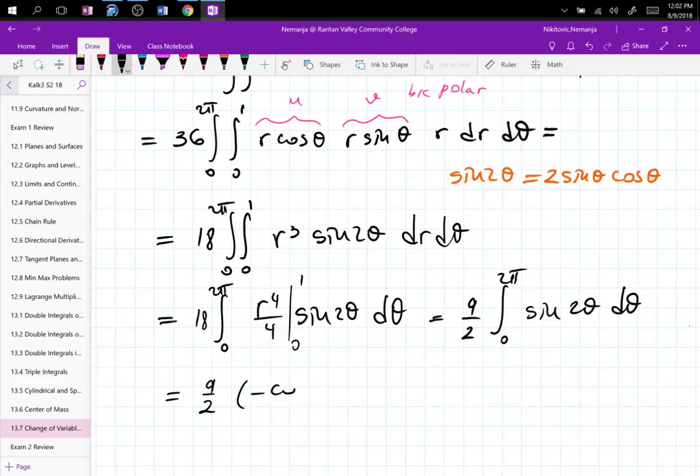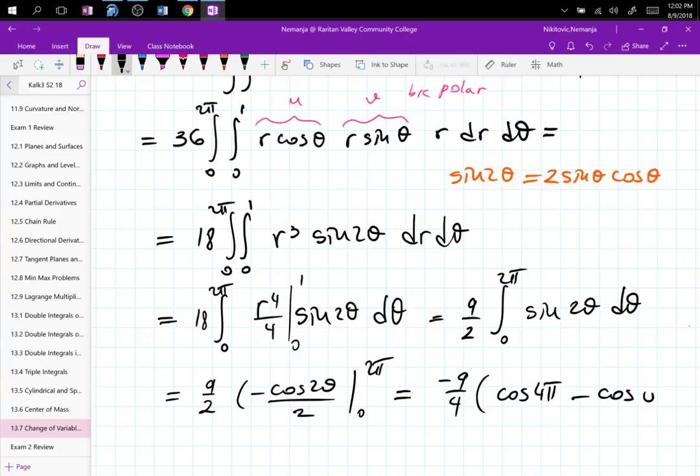9/2 negative cosine 2 theta over 2 from 0 to 2 pi. That is negative 9/4 outside, right? You take that negative half from cosine. And we have cosine of 4 pi, which is 1, minus cosine of 0, which is 1. So the answer over here is 0.